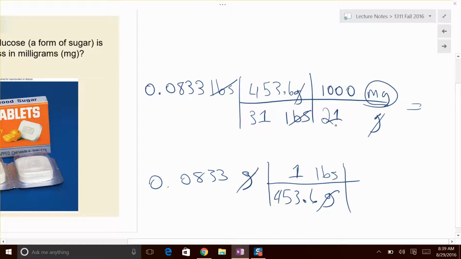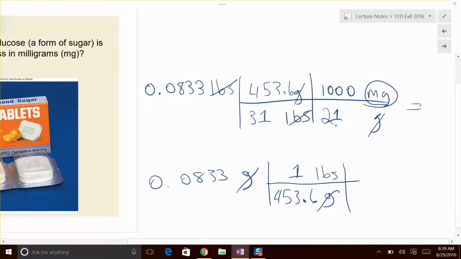What if these were your bottom numbers? Now how would I perform the calculation? Multiply the top, divide by the 31 and 21. Okay, good. That's the best way, I think, to do it.